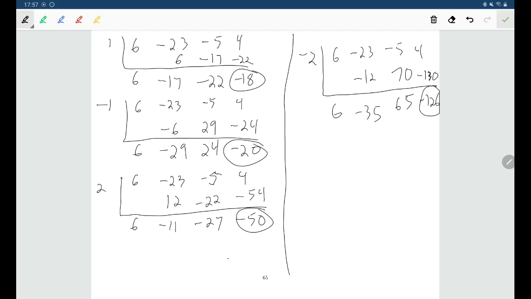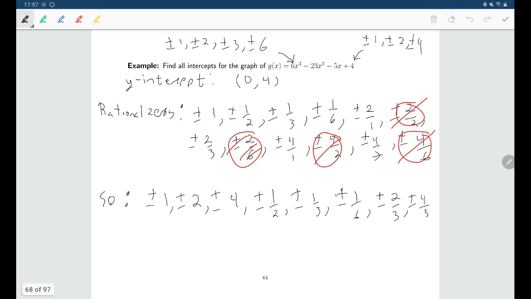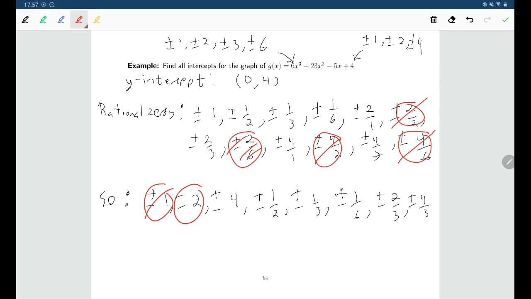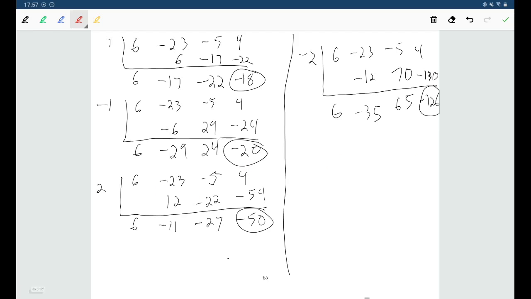So far, looking back at our list of possible rational zeros, we've eliminated positive or -1 and positive or -2. Neither of them happen to be zeros, so that means there are no x-intercepts at 1 or at 2. So I guess the next one to check is 4.